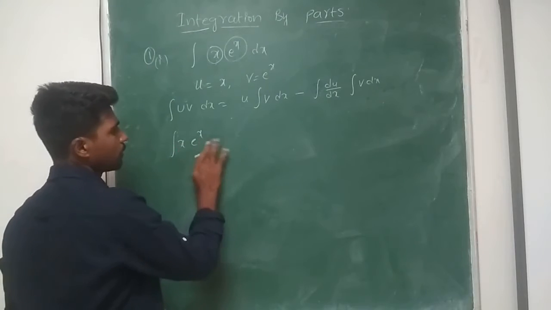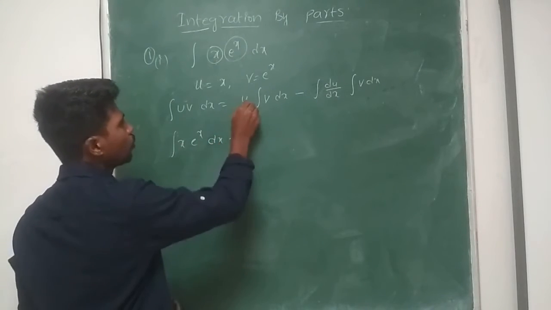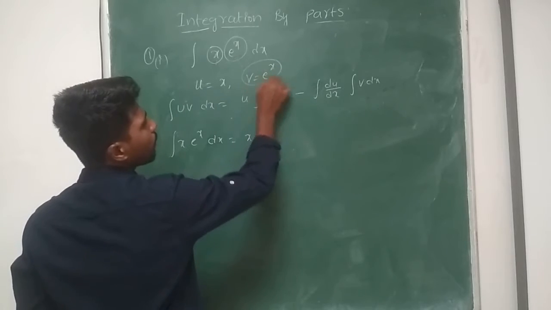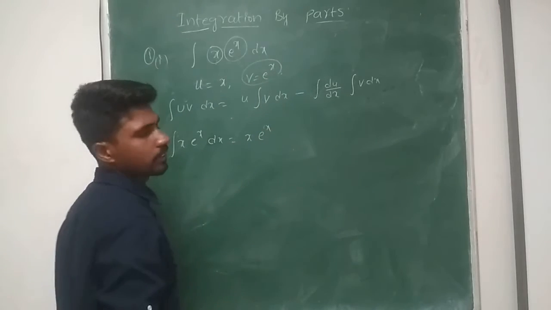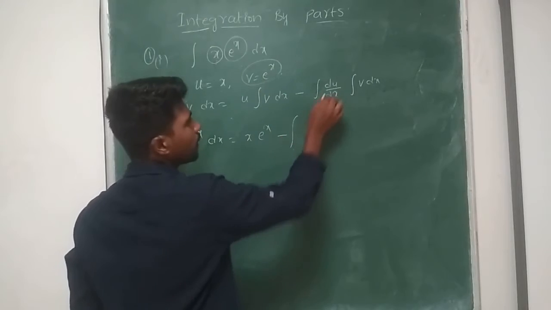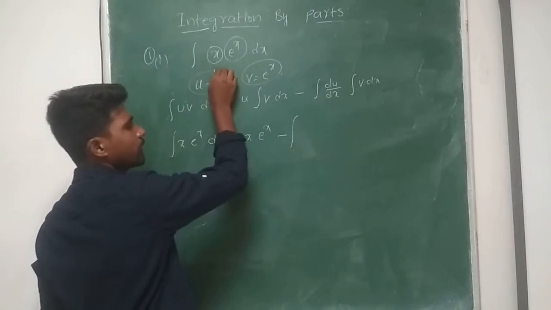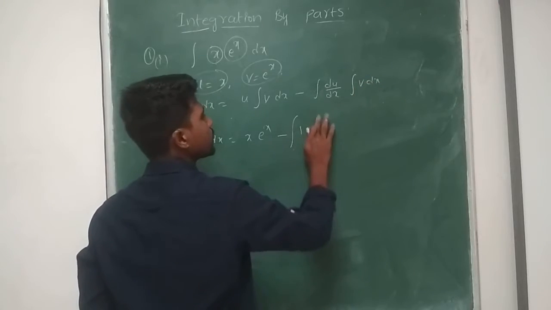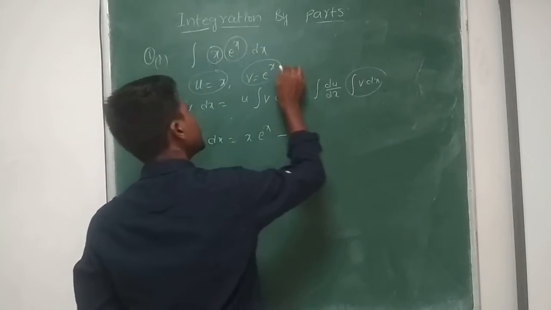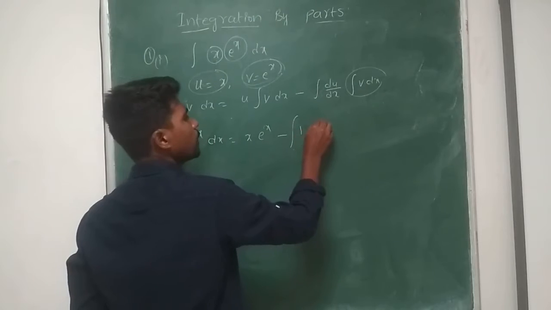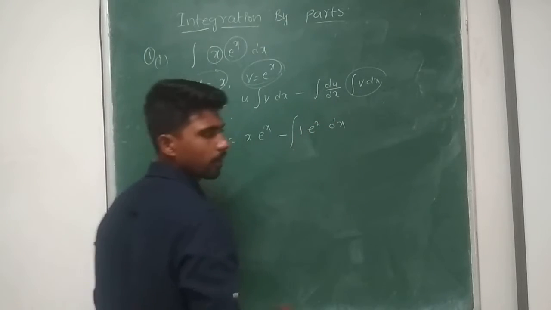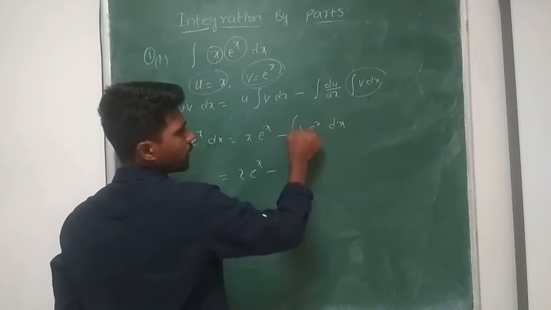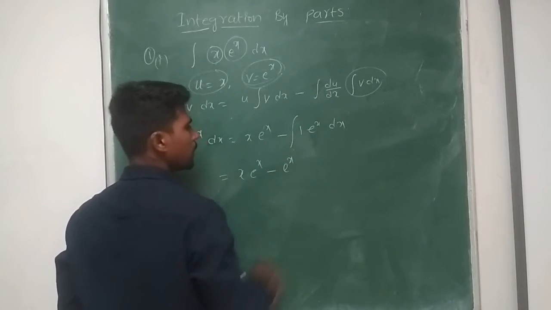Okay. Now integral x into e power x dx. I consider u as x. So x times integral v, integral e power x, which is e power x, minus integral du by dx. What is the derivative of x? 1, into integral v dx. What is the integration of e power x? e power x. Now what is my answer? x into e power x minus integral e power x, which is e power x.